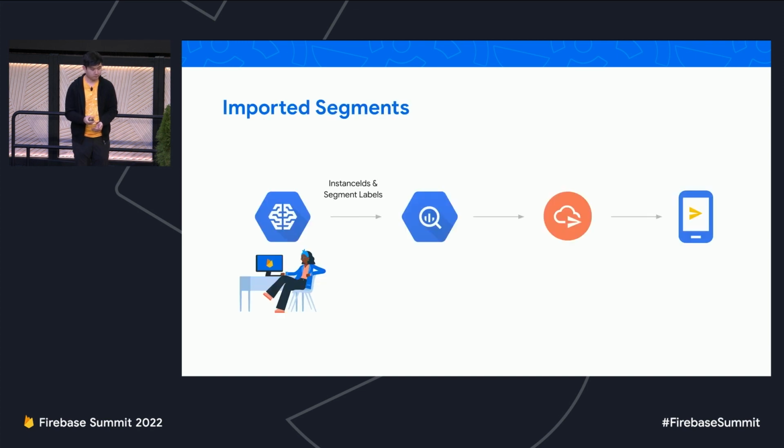So by combining FCM with BigQuery, imported segments allow for a high degree of personalization for your message sends. It enables you to incorporate server-side analytics, either in-house or out of the box, to label specific groups of your users with segment labels. Then, through integration with Firebase Messaging, you're able to deliver messages to these users with just a few clicks.